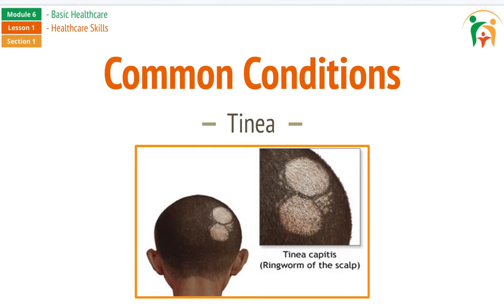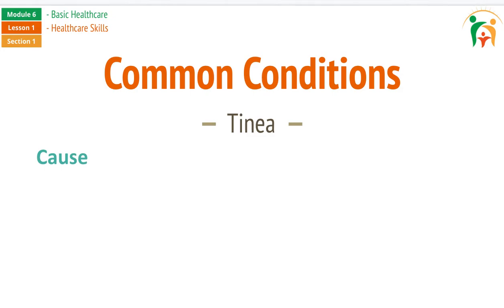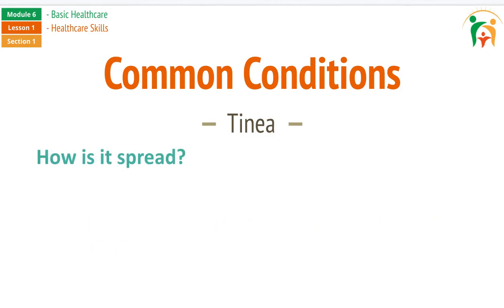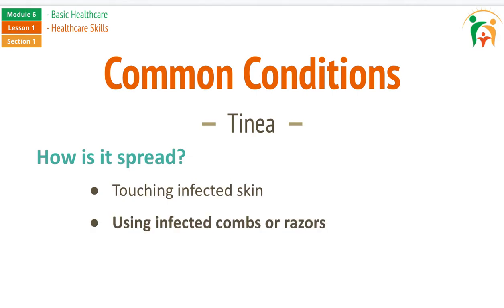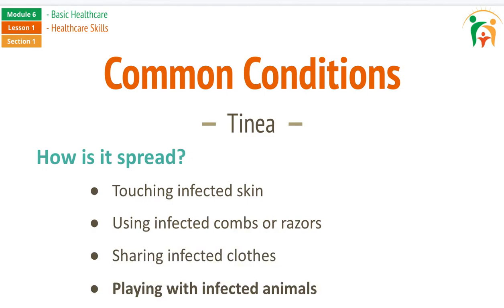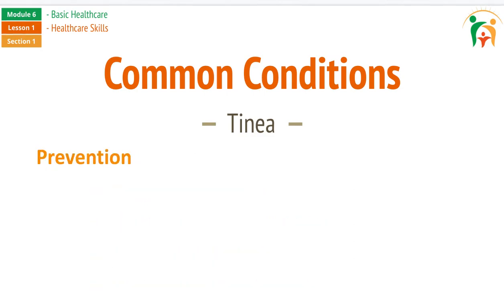Tinea capitis is ringworm of the scalp. Causes of tinea capitis: it is a fungal rash. The fungus likes warm and moist places, like areas that are sweaty, such as in your hair or on your skin. How is it spread? Touching infected skin, using infected combs or razors, sharing infected clothes, playing with infected animals.